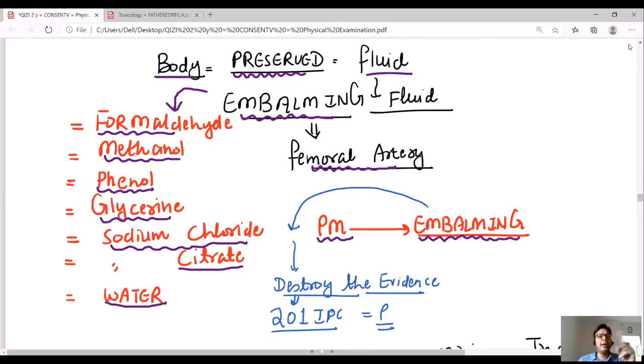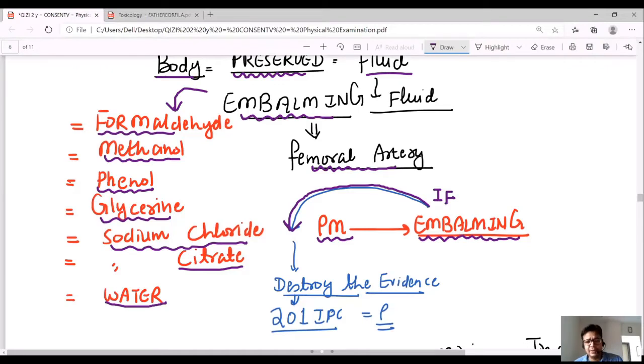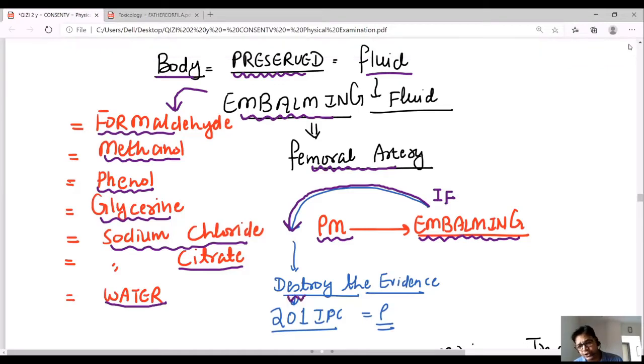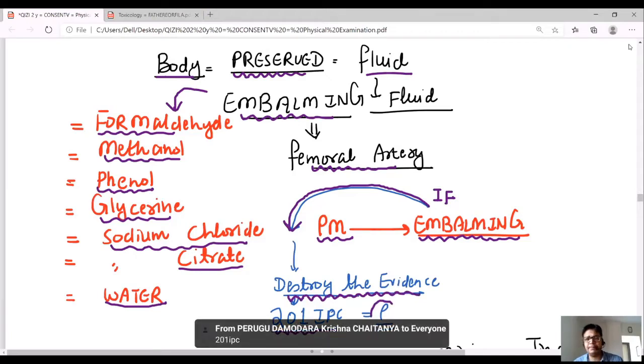Because if we do embalming before the postmortem, the cause of death can be hampered. Doctor, this question comes: if embalming is done before postmortem, it means the doctor is destroying the evidence. And I told you already, destruction of evidence comes under 201 IPC.